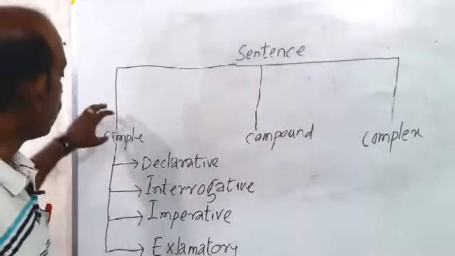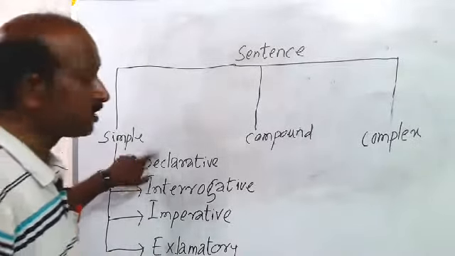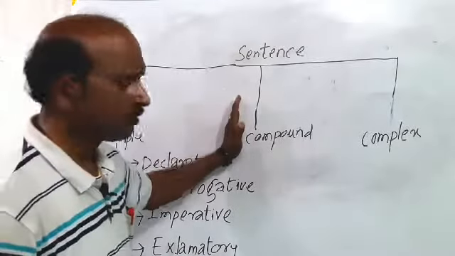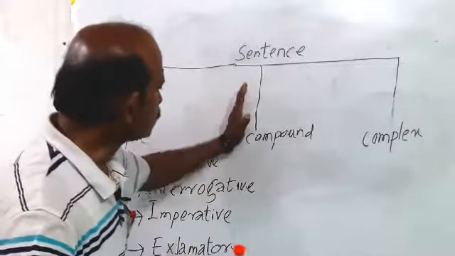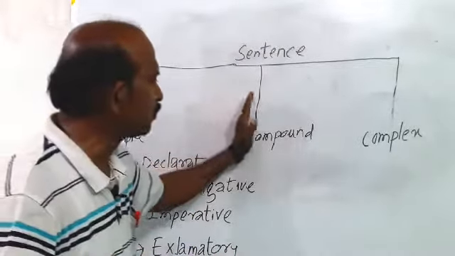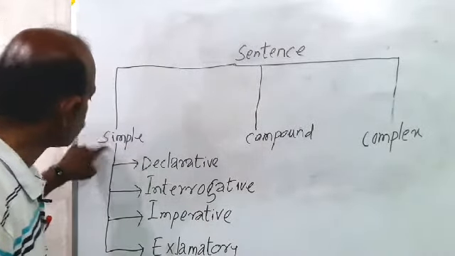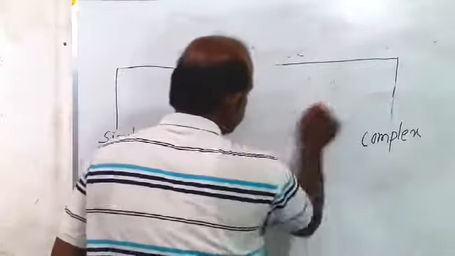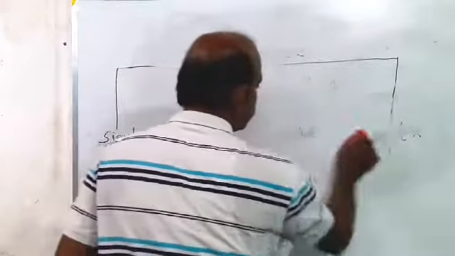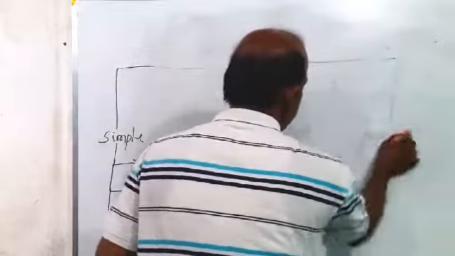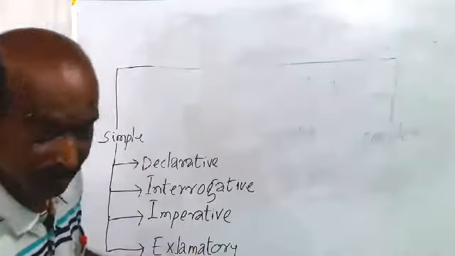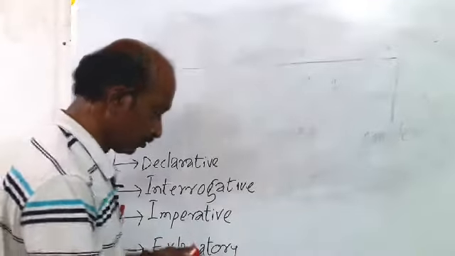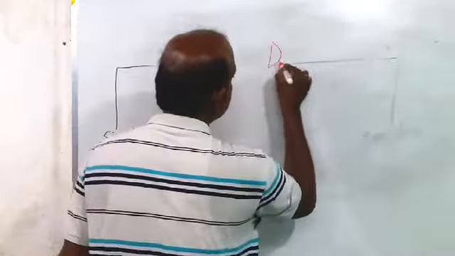So what is a declarative sentence? Try to understand it. You need not be bothered about compound and complex, because we shall go phase by phase. Today we shall go through the simple sentence. Follow here: a simple sentence means there is only one clause. And now we shall know what a declarative sentence is.